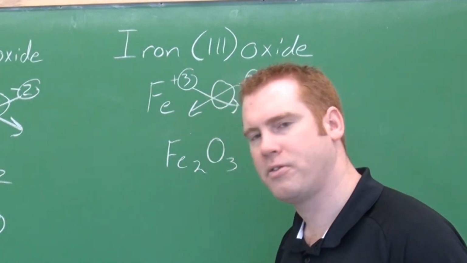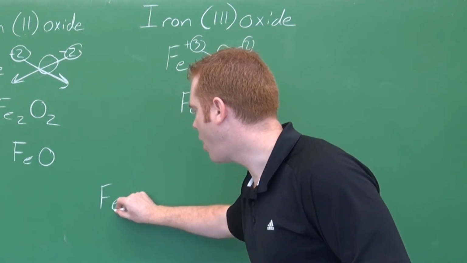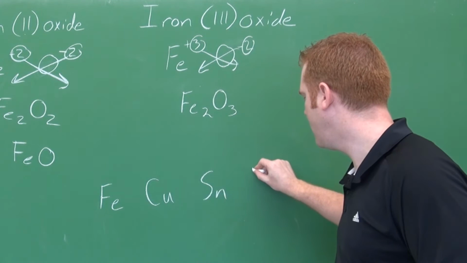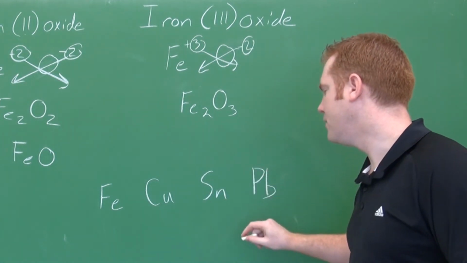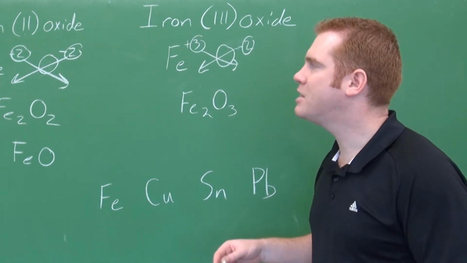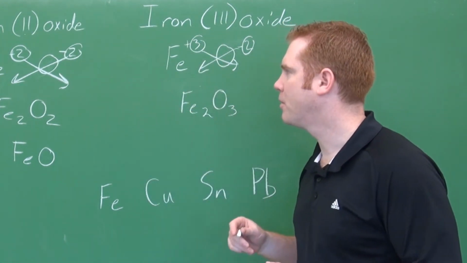It's not just iron. In fact, there's many, but we're going to worry about 4. We're going to give you iron, copper, tin, and lead. These are the 4 that we're going to watch out for. Okay? Now, they're easy to spot when we give you the names because they always have a Roman numeral with them.